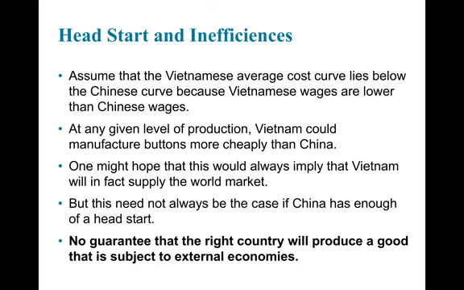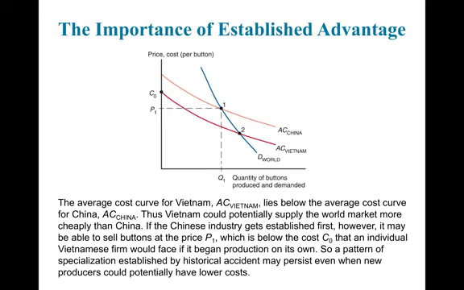And so one implication here is that there is no guarantee that the right country will produce a good that is subject to external economies of scale. That kind of discussion can be made a little bit more precise with the help of this picture.